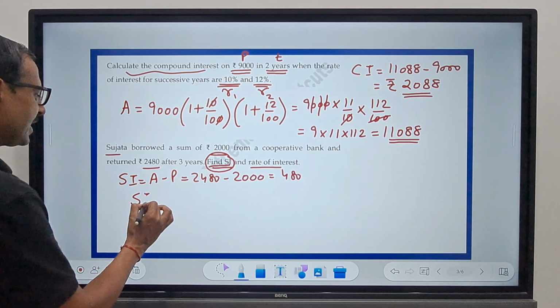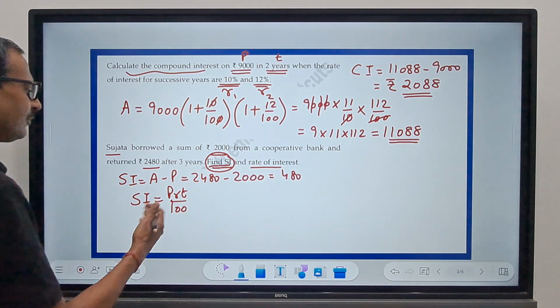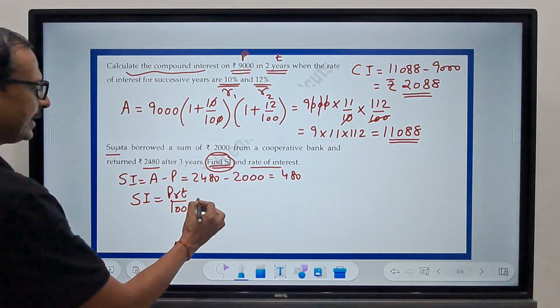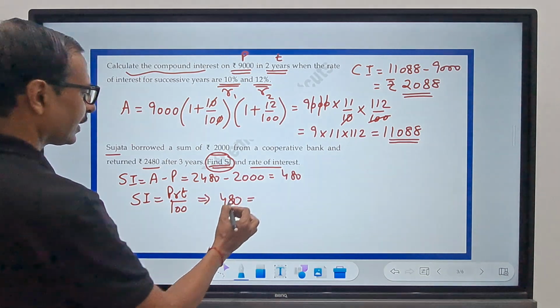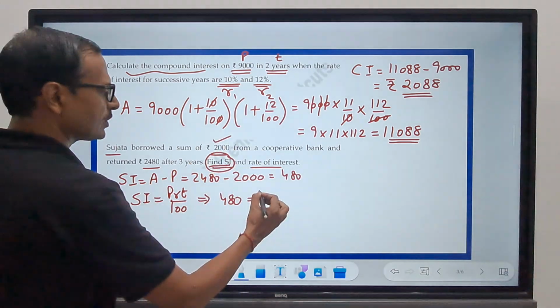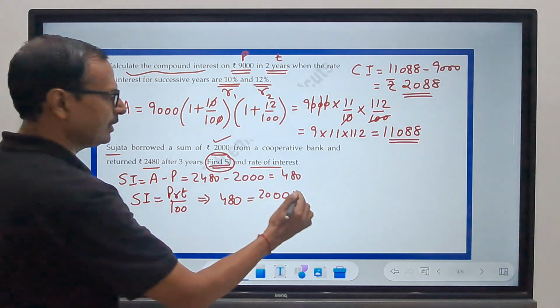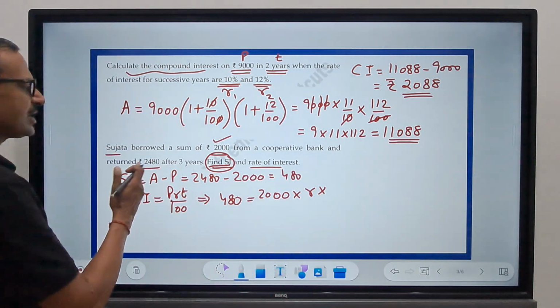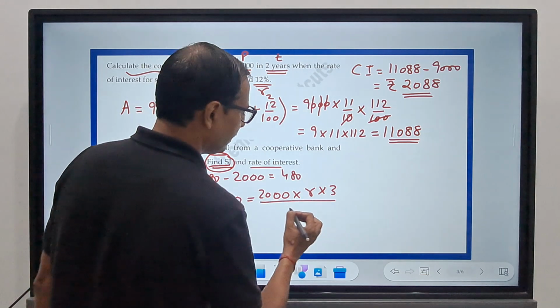So simple interest, as we all know, is PRT by 100, right? So we just have to plug in all the values here and get R. Simple interest, as we know now, is 480. P, principal borrowed, is 2000 times R, rate of interest we have to find. Time, for how much time was it? 3 years, right? So 3 years here, and divide that by 100.